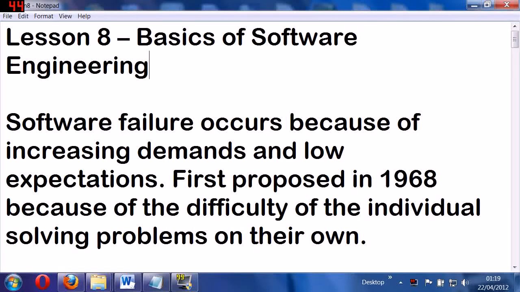All right, let's go. Basics of software engineering. Software failure occurs because of increasing demands and low expectations. It was first proposed in 1968 because of the difficulty of the individual solving problems on their own.